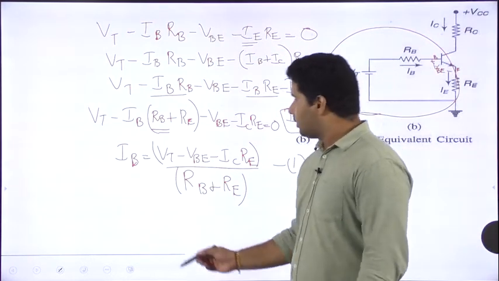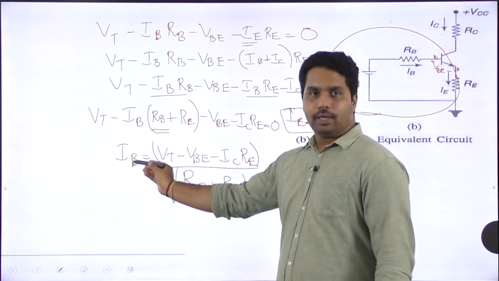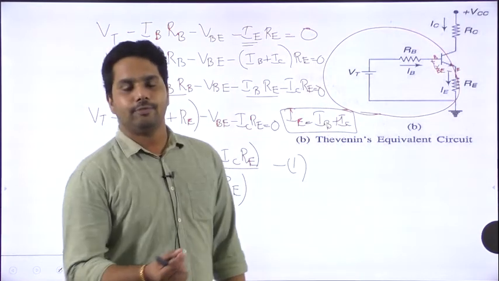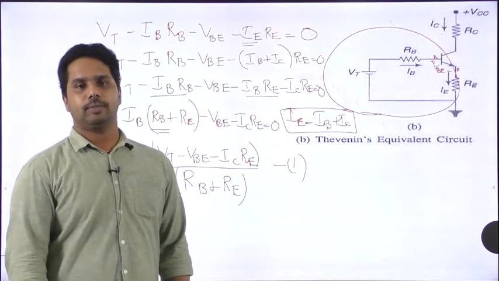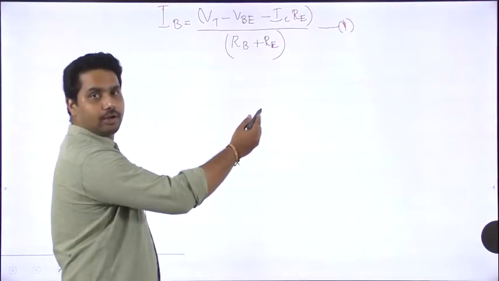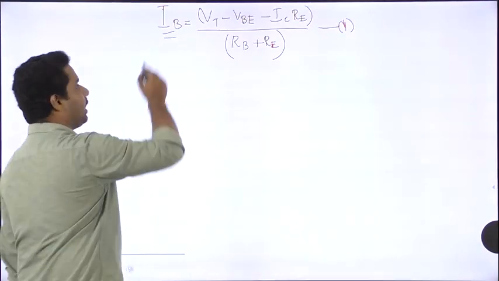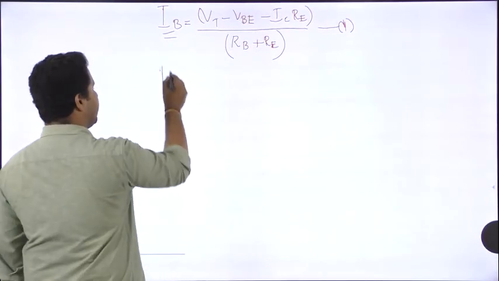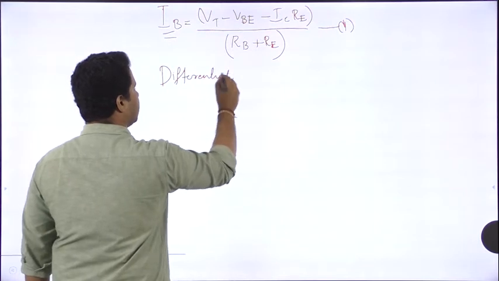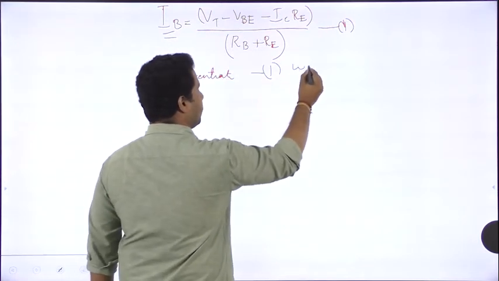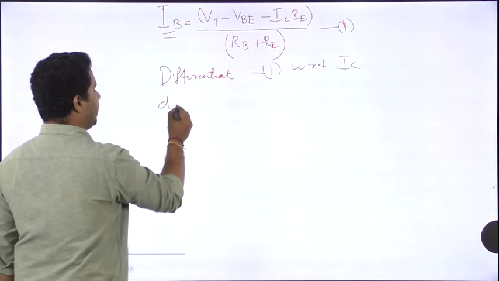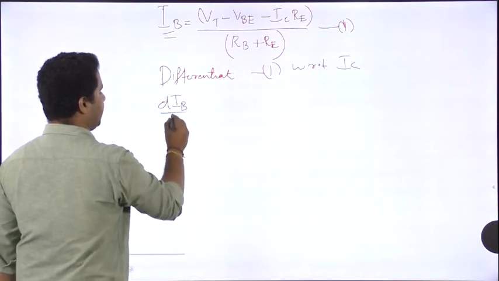Next step, I have to find dIB by dIC of this IB, and that value should be substituted in our stability factor equation. And we can see the stability of this particular circuit. That's it. Yes. Okay, so we got our equation number 1. So we got the expression for IB. So what is the next step? Differentiate equation number 1 with respect to IC. That means dIB by dIC.